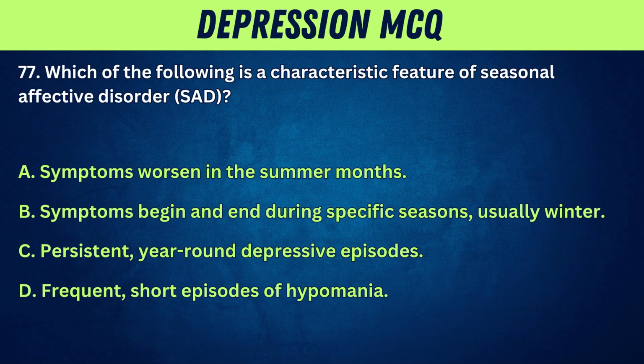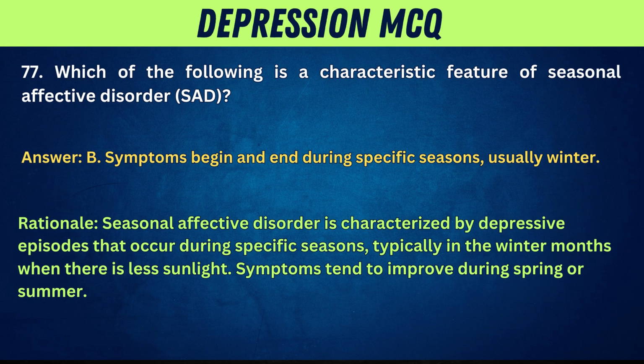A. Symptoms worsen in the summer months. B. Symptoms begin and end during specific seasons, usually winter. C. Persistent, year-round depressive episodes. D. Frequent, short episodes of hypomania. Answer: B. Symptoms begin and end during specific seasons, usually winter. Rationale: seasonal affective disorder is characterized by depressive episodes that occur during specific seasons, typically in the winter months, when there is less sunlight. Symptoms tend to improve during spring or summer.